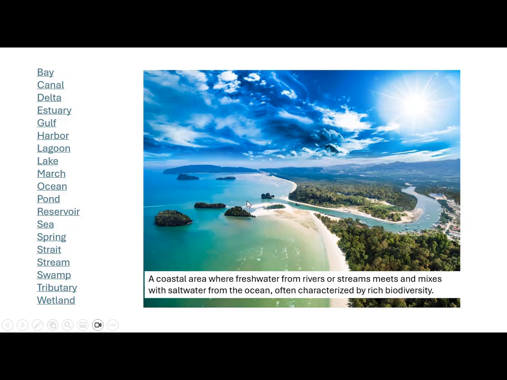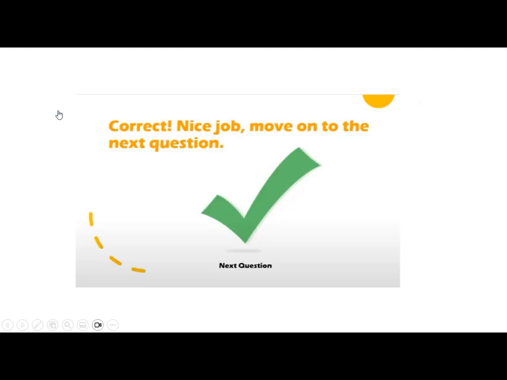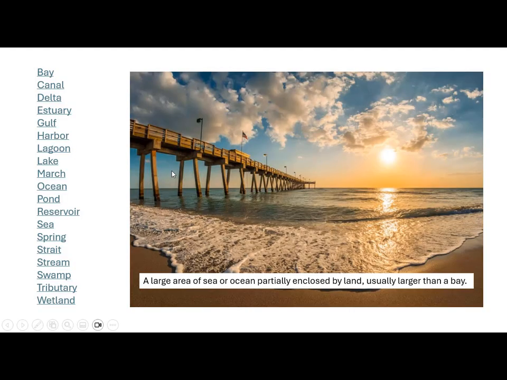This is a coastal area where fresh water from rivers or streams meets and mixes with salt water. For people who are aware of water resources management, it is an estuary. This is the correct answer. This is a large area of sea or ocean partially enclosed by land, usually larger than a bay. Therefore, it's not a bay. It could be not delta, not lagoon, not sea, not spring, not strait.